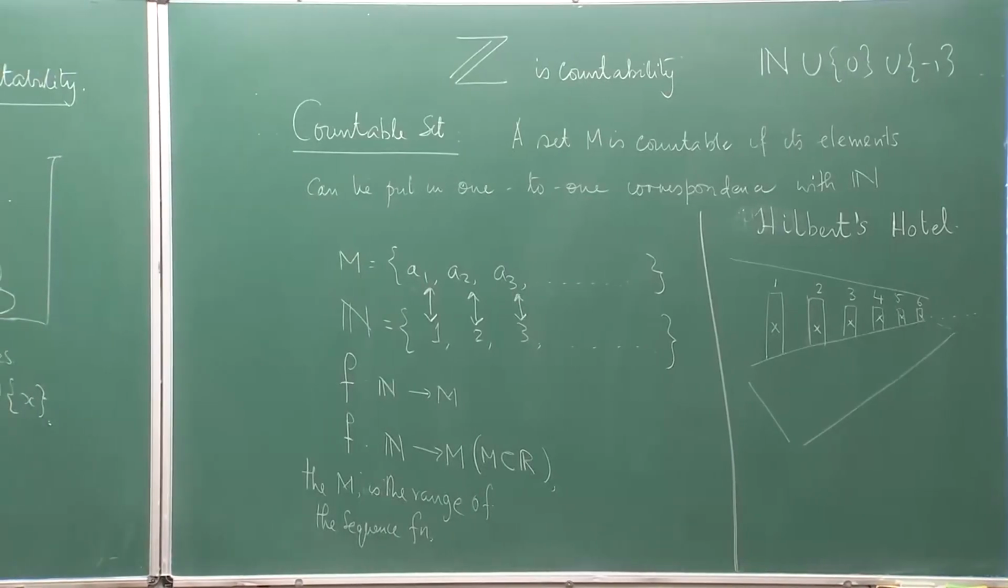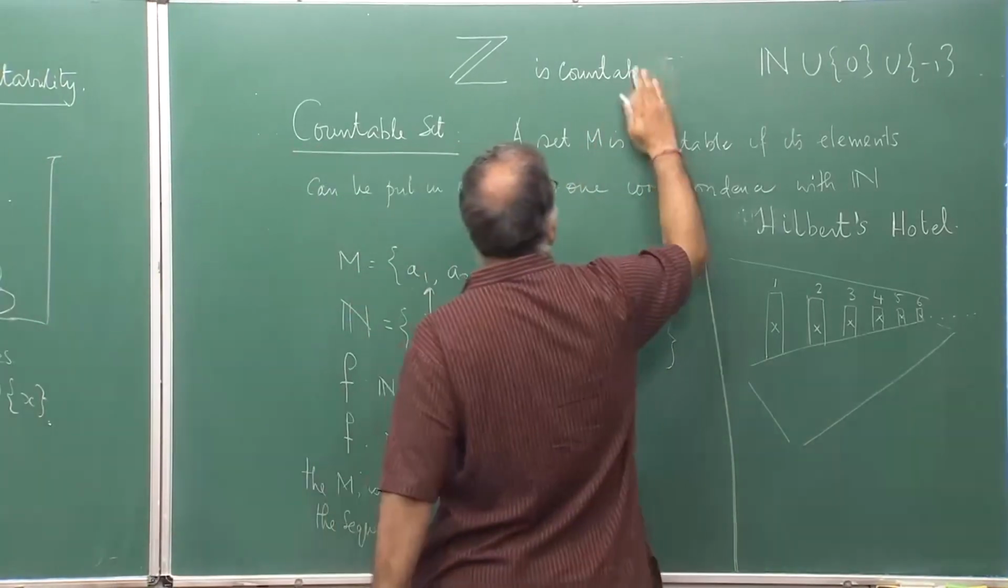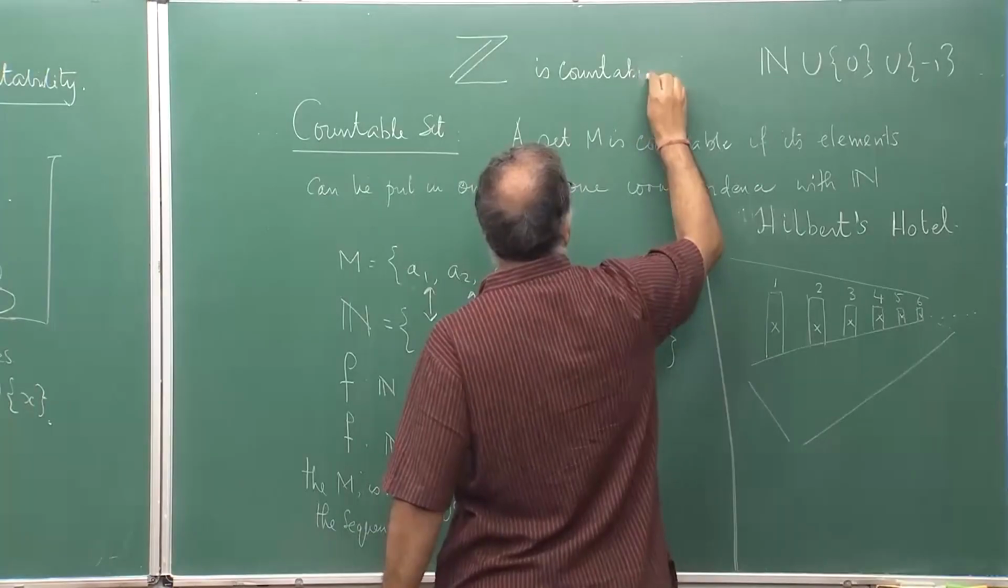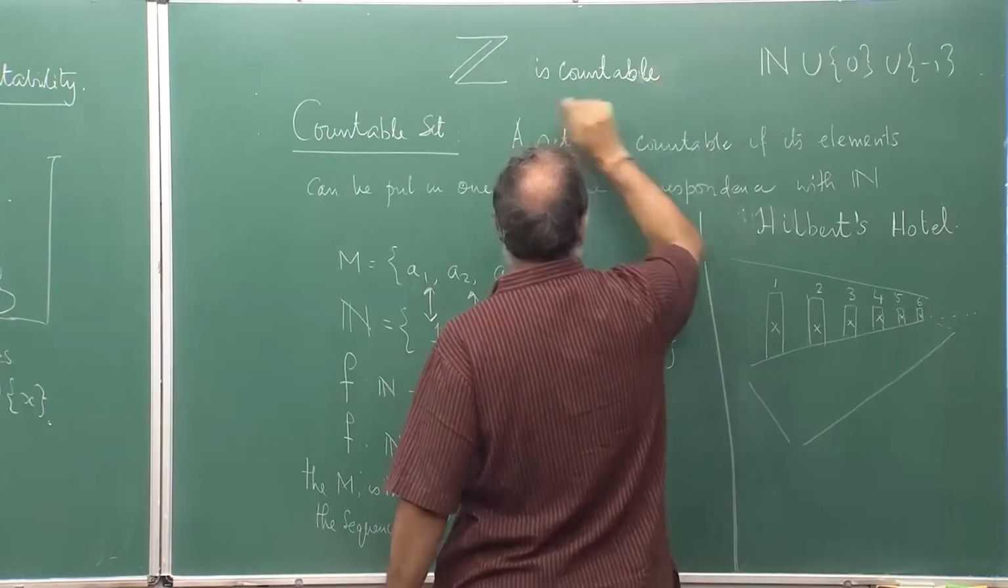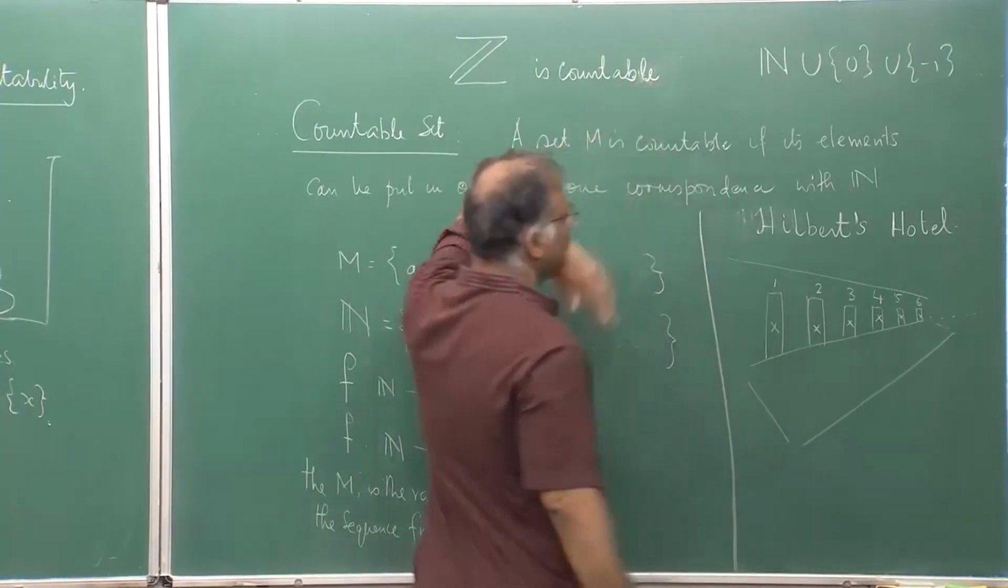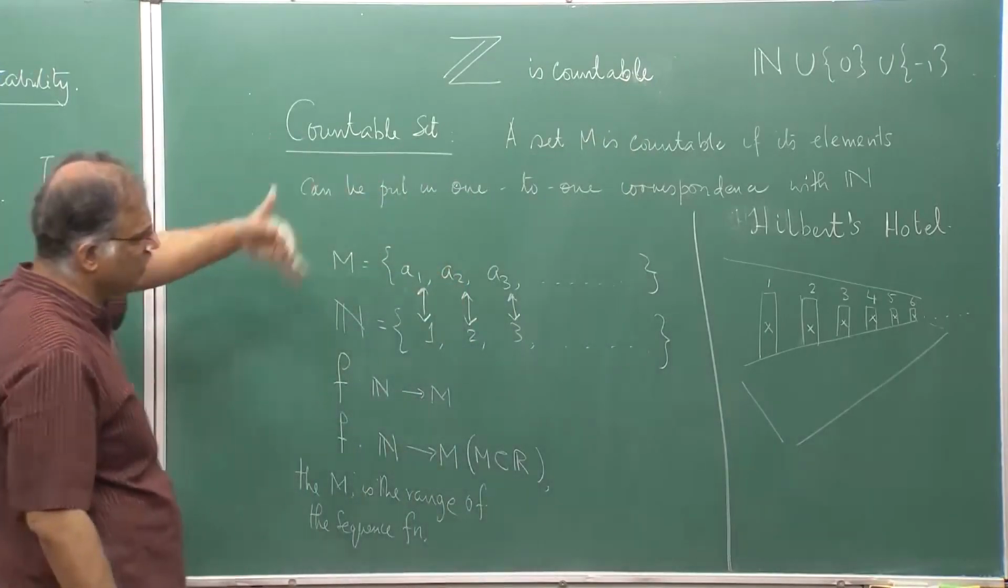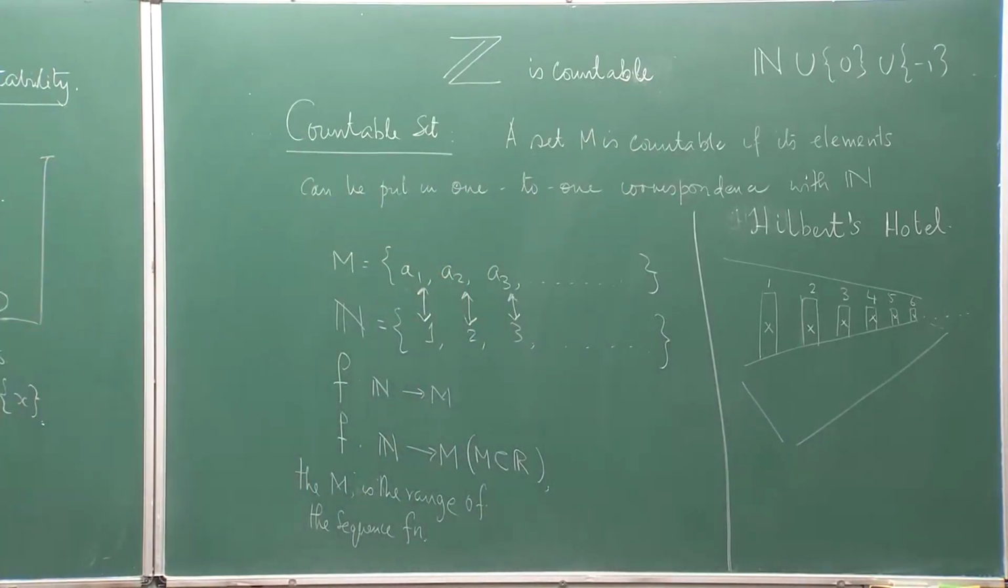So Z is countable. The set of natural numbers is countable. The set of integers is countable.